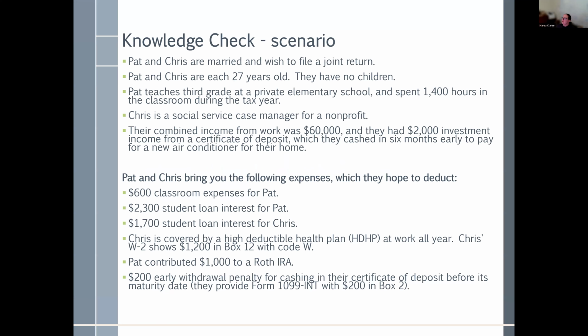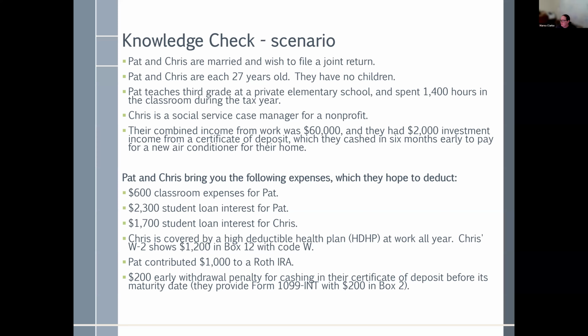All right, so let's talk about Pat and Chris. They're married, they want to file together, which is great. They have no children. Pat teaches 3rd grade at an elementary school. She spent 1,400 hours in the classroom, so she definitely meets that 900-hour mark. Chris is a social services case manager for a nonprofit. They had $60,000 of income and $2,000 of investment income from a certificate of deposit. So that's interest income. And they cashed it in 6 months early because they had to buy a new air conditioner for their home. All right, so they have these following things that they say, can we please get any money off of our taxes for these?